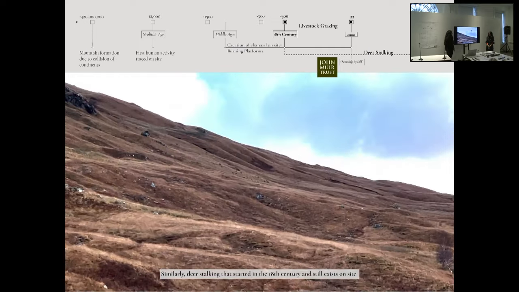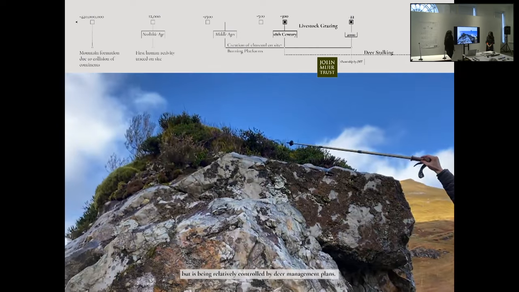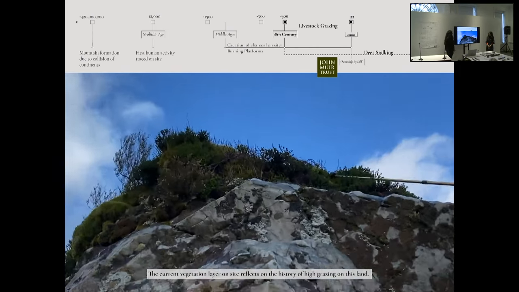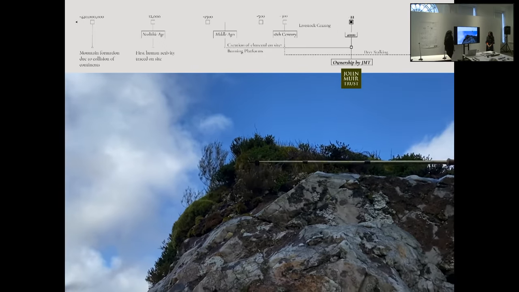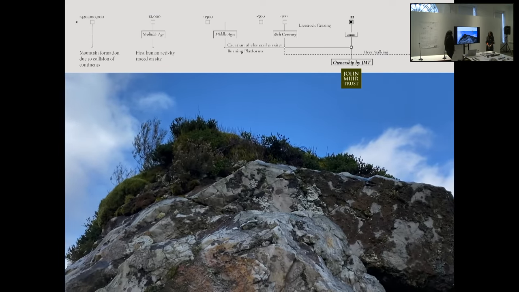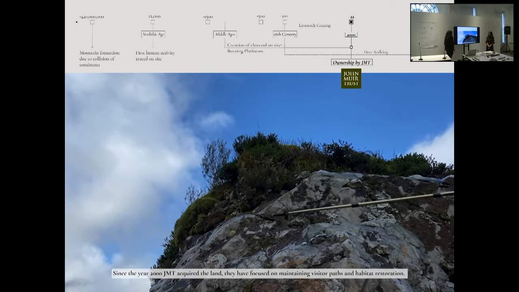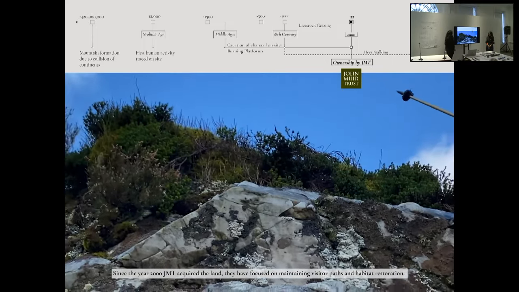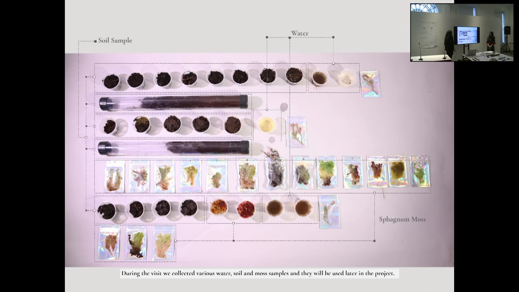Similarly, deer stalking started in the 18th century and still exists on site, but is being controlled by deer management plans. The current vegetation layer on the site reflects the history of high grazing on this land. This stalks from the bilberries, the blueberries. The heathers grow up there as well. Since the year 2000, John Muir Trust acquired the land and has focused on maintaining visitor paths and habitat restoration. During our site visit, we collected various water, soil and moss samples that will be used later in the project.